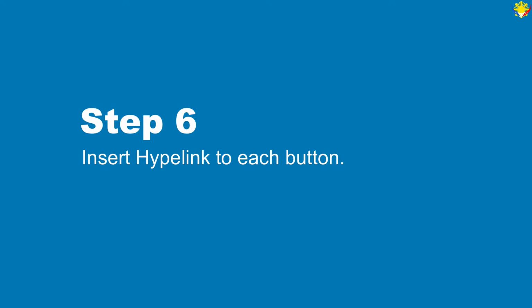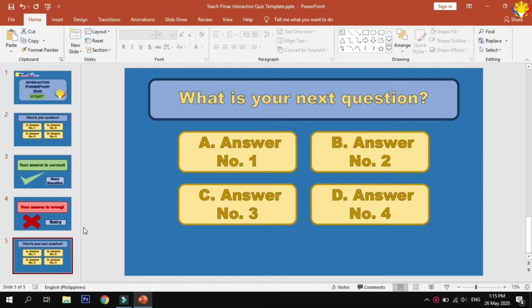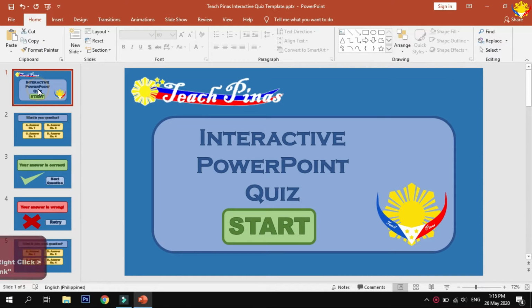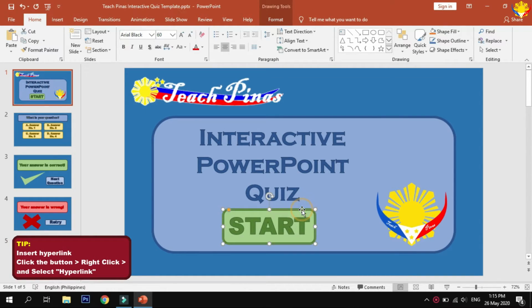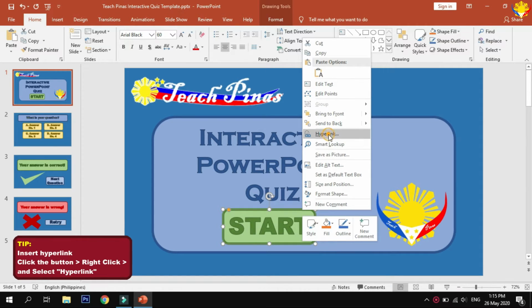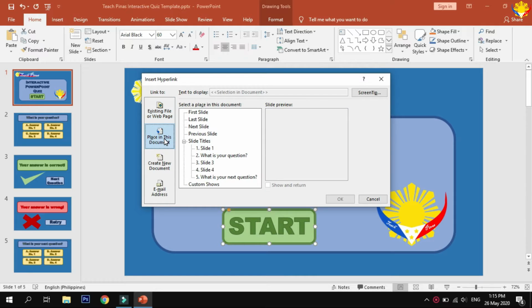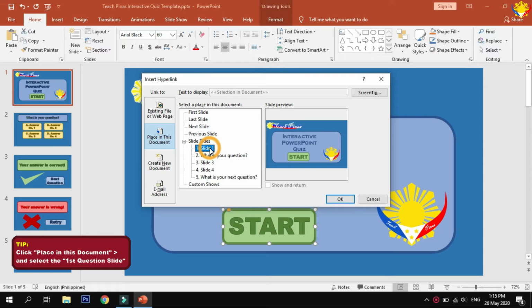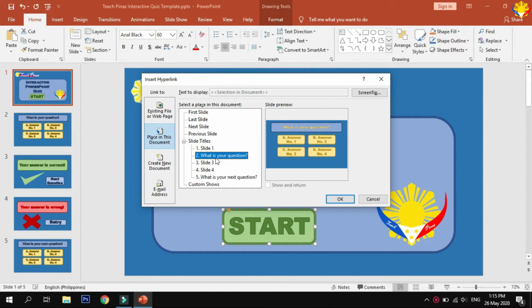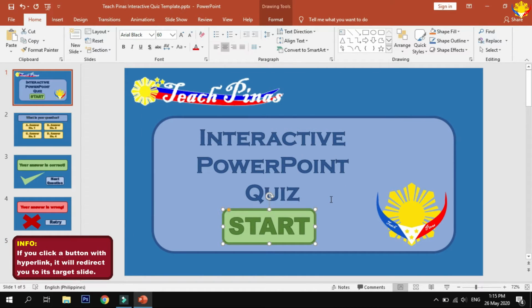Step 6. Insert hyperlinks to each button. Let's start with the first slide. To insert a hyperlink, select the button, right-click, and choose Hyperlink. On the small window, click Place in this document, and select the slide for your first question. The hyperlink makes the button clickable. This is the key to make this presentation interactive.